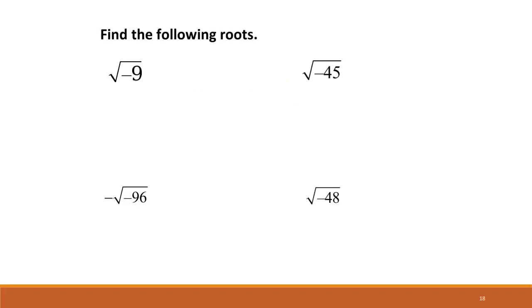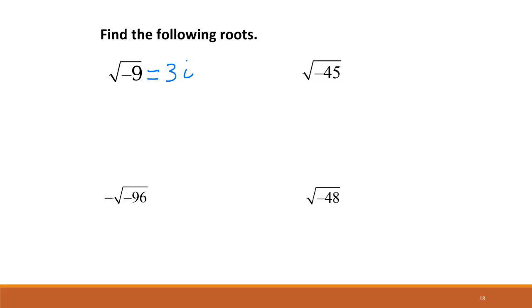In this case, I know that the square root of 9 is 3, and because of the negative there, I get an i to help with the negative.